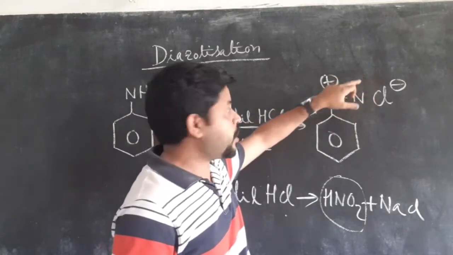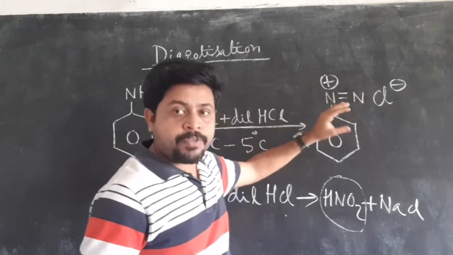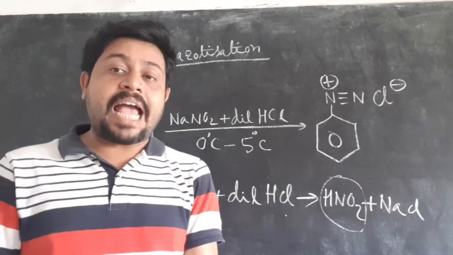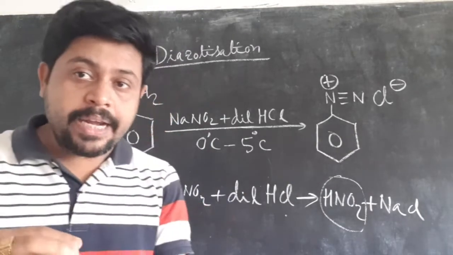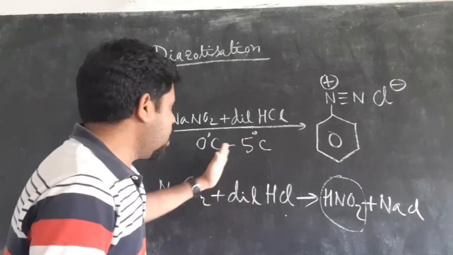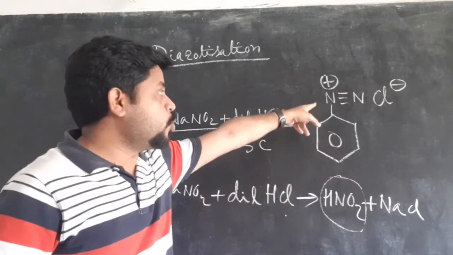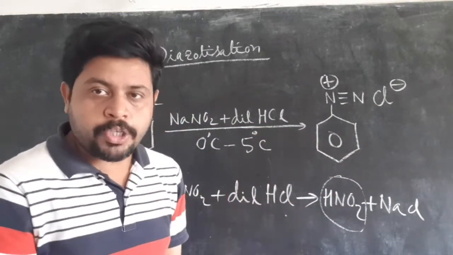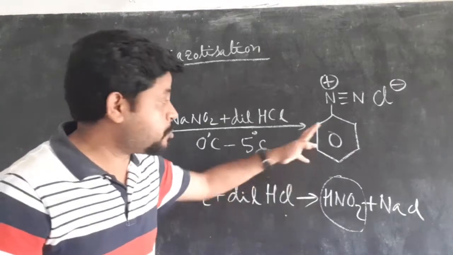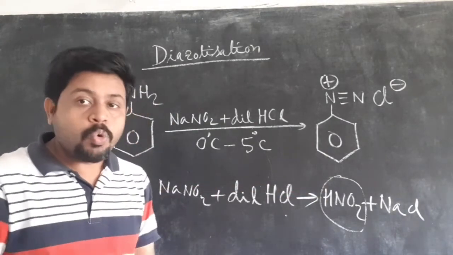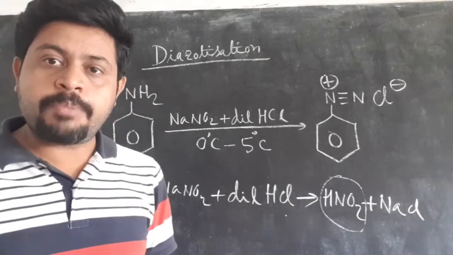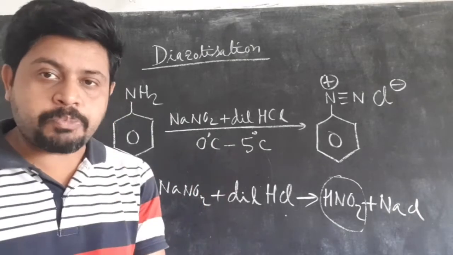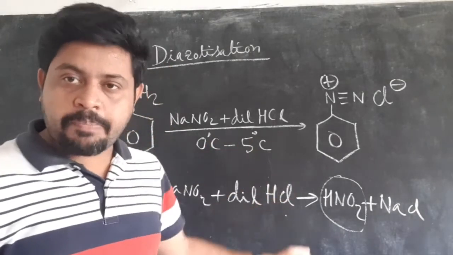this N2, the positive nitrogen, if it leaves the aromatic ring, it will be free and act as a neutral nitrogen. So whenever we raise the temperature above 5 degrees Celsius, the N2 will leave this entire species and be free as a neutral nitrogen molecule. If nitrogen is not attached to the aromatic benzene ring, we will not get the desired benzene diazonium chloride salt. That is why we have to remember this diazotization process is totally temperature dependent.